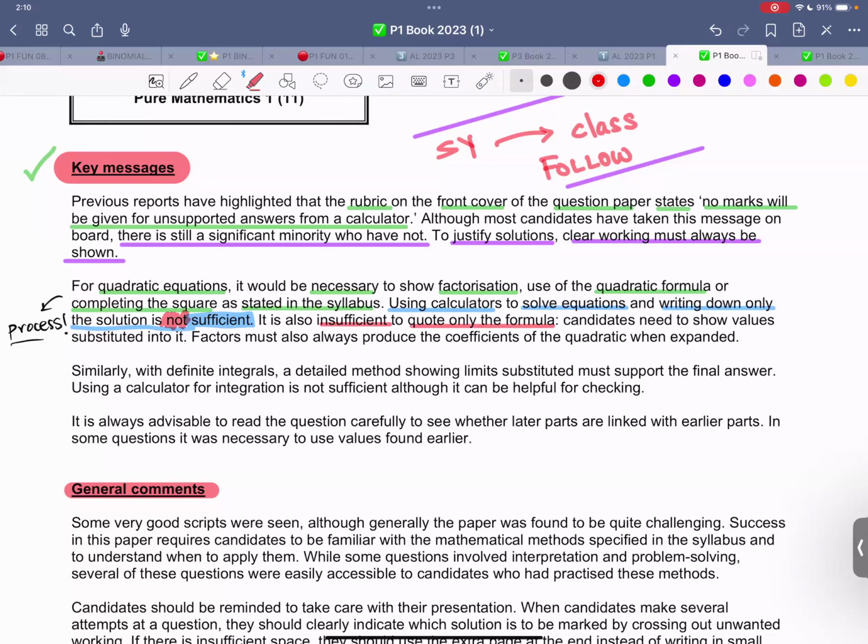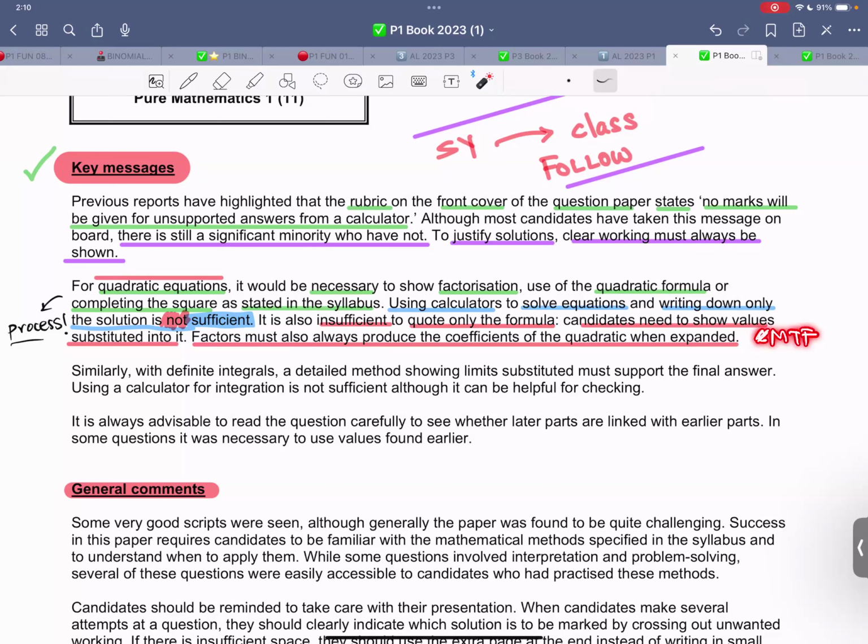Candidates need to show values substituted into it. That is the quadratic formula. It's all about quadratic equations. Factors must always produce the coefficients of the quadratic when expanded. That means when you do middle term factorization, make sure the 2 brackets that you get multiply to give you the original one.